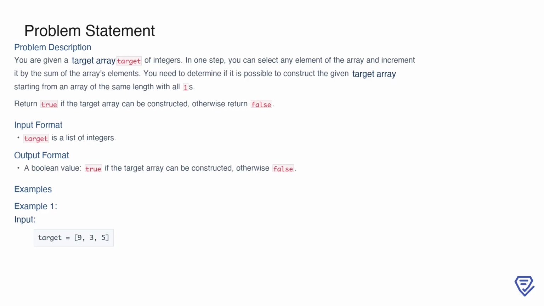You are given an array, target, consisting of integers, and the task is to determine whether this array can be created by starting from an array of the same length where all elements are initialized to 1. The allowed operation is to pick any element in the array and increment it by the sum of all elements in the current array. The goal is to determine if it's possible to transform the initial array of all 1s into the given target array. The result of the problem will be a Boolean value, true if the transformation is possible, and false if it is not. To help clarify, let's look at specific examples.